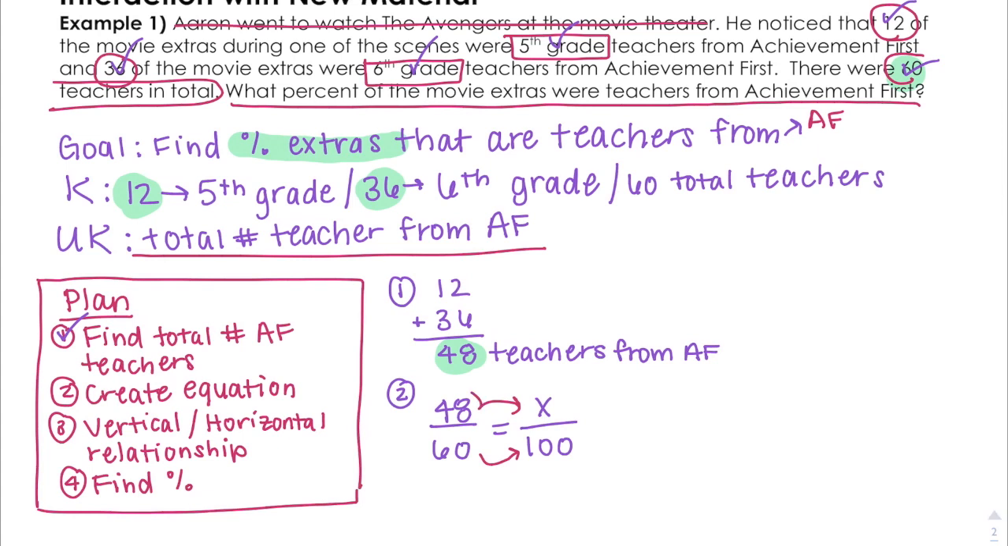So that means what we need to do is take this original fraction we've got here and reduce it. So if I divide both of these numbers by 6, which is their GCF, the greatest common factor, 48 divided by 6 is going to be 8. And then 60 divided by 6 is 10. Now we set it back up to equal something over 100.